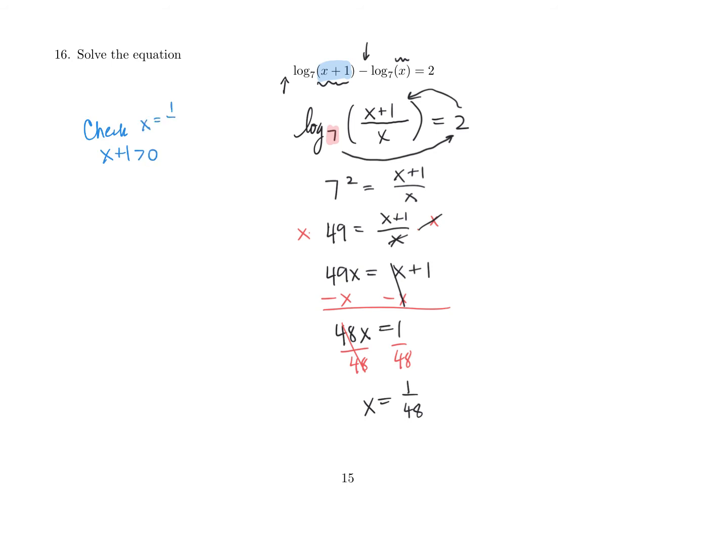Okay, so we're going to plug in our answer, 1 over 48. 1 over 48 is going to be a positive number. That's going to be greater than 0, so that checks. We also need to check what else we're taking the log of in our original equation, and that is x. So we need to check and make sure that x is going to be greater than 0. If we plug in our x, 1 over 48, that is greater than 0. So it checks in both cases, so this is a valid solution.